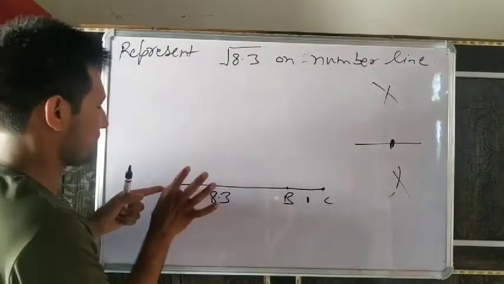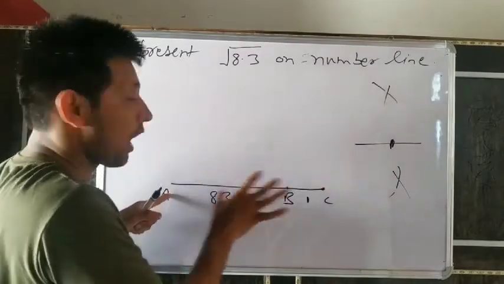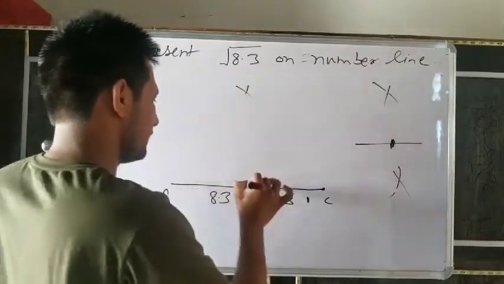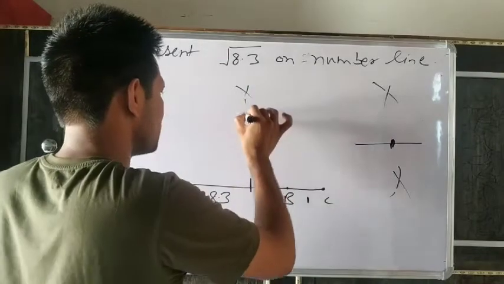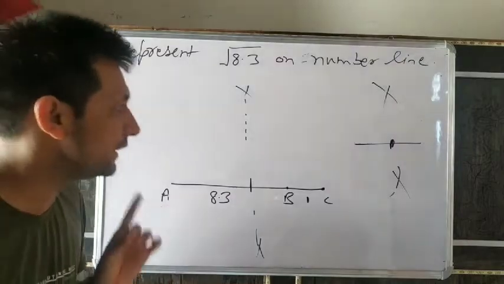Open the compass, put the pointer on A and open the compass more than half. So from A, one arc. Without changing the compass, we will cut. So it is joined. Suppose it is the midpoint. You will join like this one. It is the midpoint.